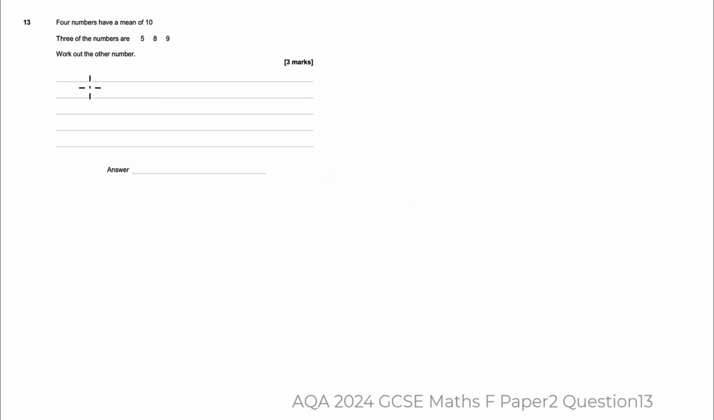So here's question 13. We have 4 numbers and we're told they have a mean of 10. But they're being mean with their information. They're only telling us 3 numbers. So how do we work out a mean? Well, remember what we do. We add up the numbers and then we divide that by the number of numbers.